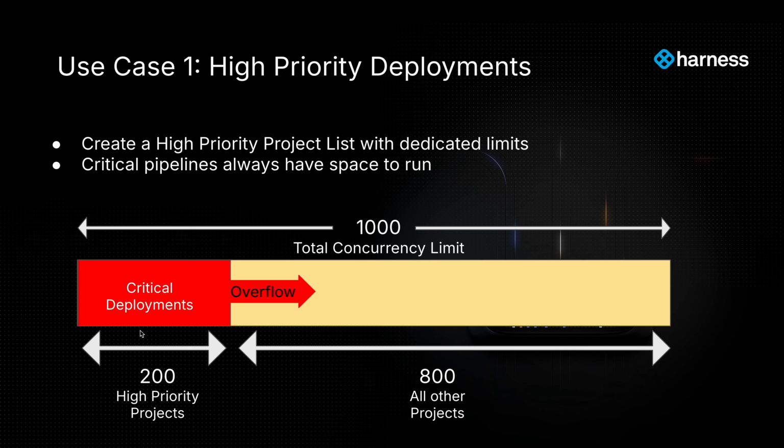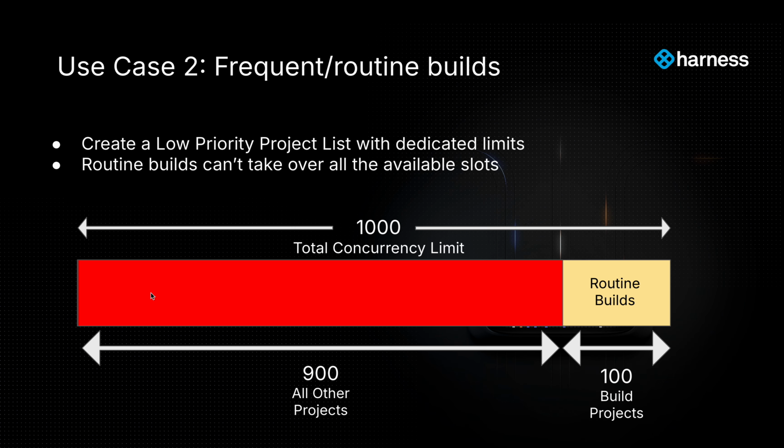On the other hand, the projects in the remaining list can never take that dedicated 200 concurrency limit space, and so this space is always available for all critical deployments. The other use case is frequently run or routine builds, such as a build that is triggered every time a commit happens in your repo. So you would say, for example, create a concurrency limit bucket of 100 for that section and list the build projects here. That leaves a space of 900 for all the others. And anytime the routine builds number goes up to more than 100, they go into a waiting state. They never take up more than the space allotted to them. On the other hand, if there are fewer builds going on and any other project requires this extra space, the overflow could happen and it could actually take up those spaces.